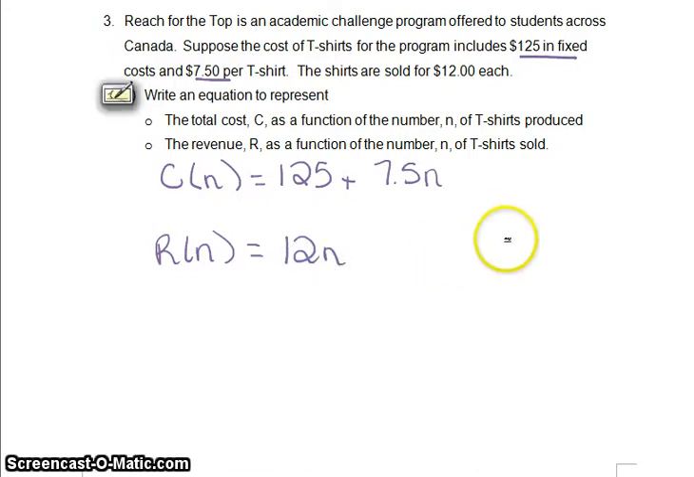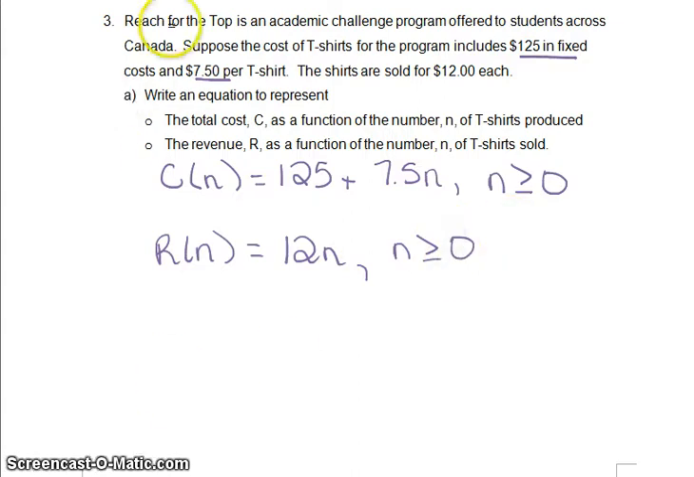And let's talk about some restrictions here. We can't have a negative number of t-shirts produced, so we need the restriction that N must be greater than or equal to 0. We can sell 0, but we just can't sell a negative number. Same here, we shouldn't have a negative number of t-shirts sold, so N must be greater than or equal to 0. Okay? So that's all for part A. Now let's move on to part B.